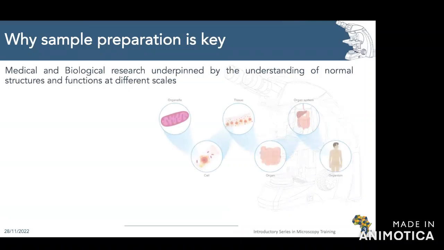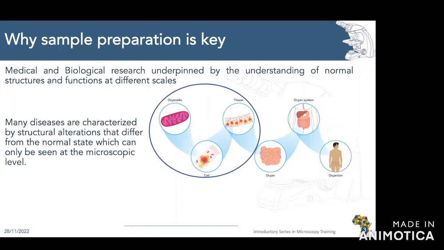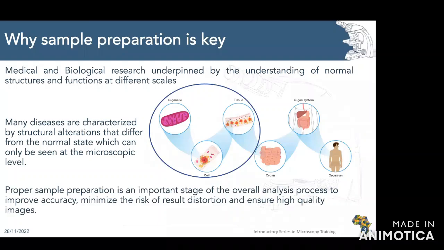So as we know, especially in the medical and biological research, we need to understand firstly a normal structure and function at different scales. Of course, organisms are made up of different organ systems, and organs are made up of tissues, which are made up of cells and ultimately are comprised of organelles. And so having a proper understanding of how these look at different scales is really important. And so many diseases are characterized because they have these alterations from the normal state. And oftentimes these can only be seen at the microscopic level. So proper sample preparation, where you take this into account, is really important.